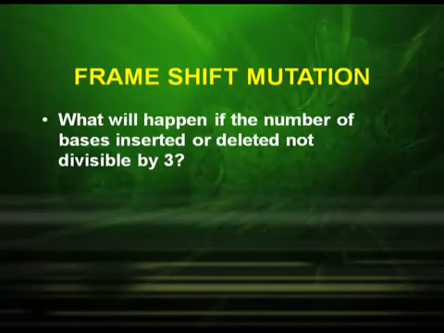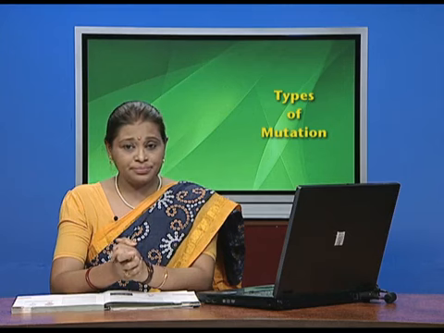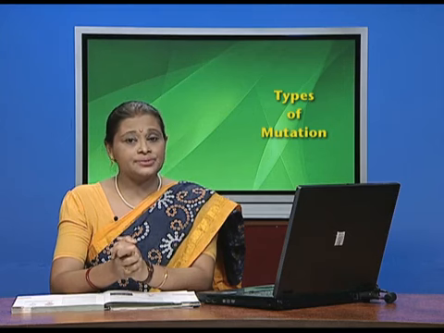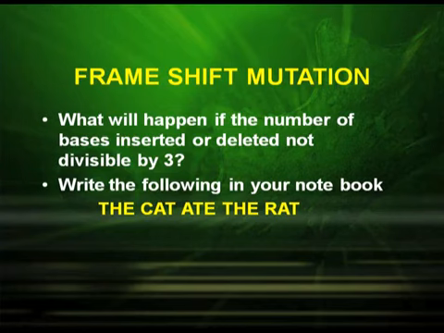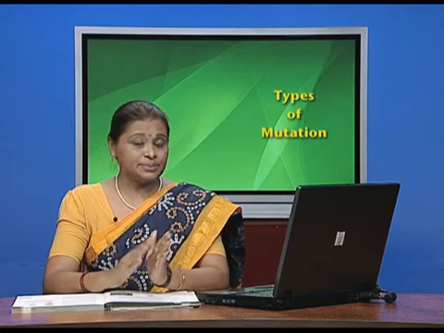Another type of mutation is called the frame shift mutation, where the reading frame totally changes. Suppose the number of bases inserted or deleted is not divisible by 3. One question you might be wondering is why we are taking 3. Why are we taking 3 base pairs? Because the codon is a triplet. Write the following sentence in your notebook: The cat ate the rat. You can see each word has 3 letters, which is in analogy with the nitrogenous bases.